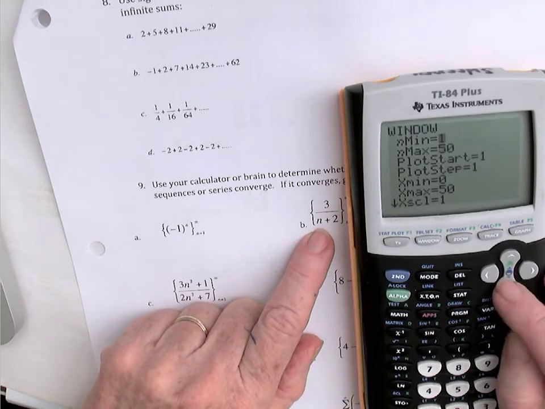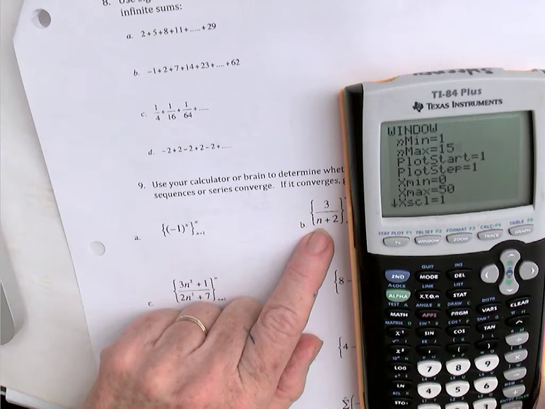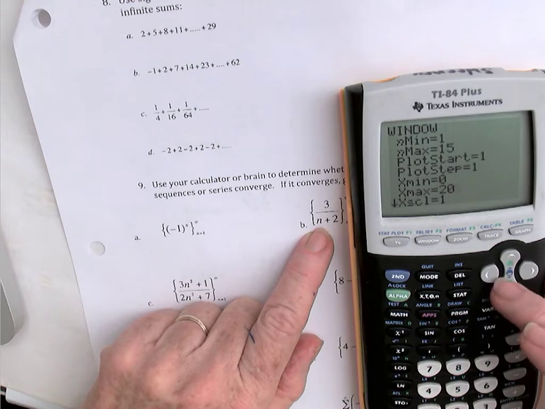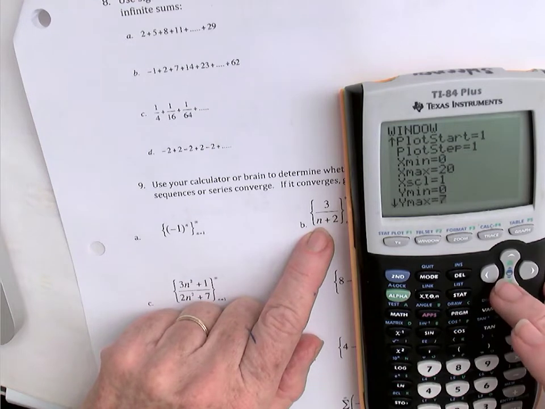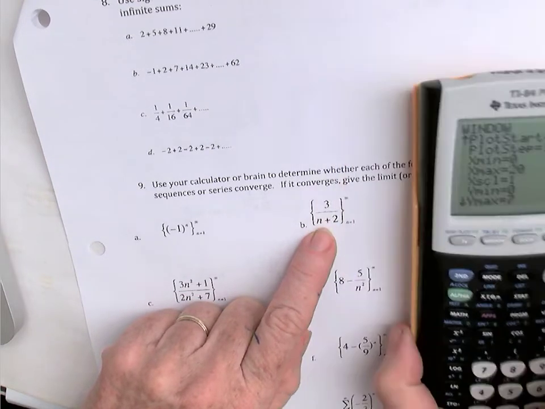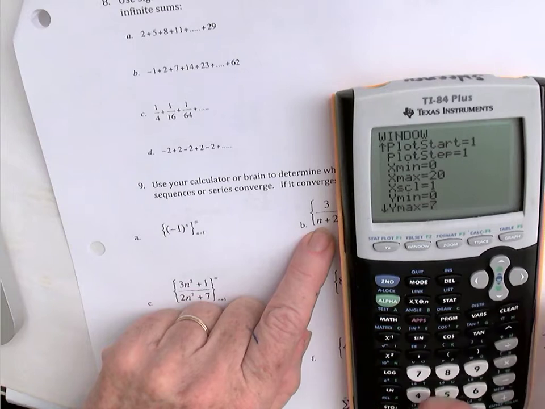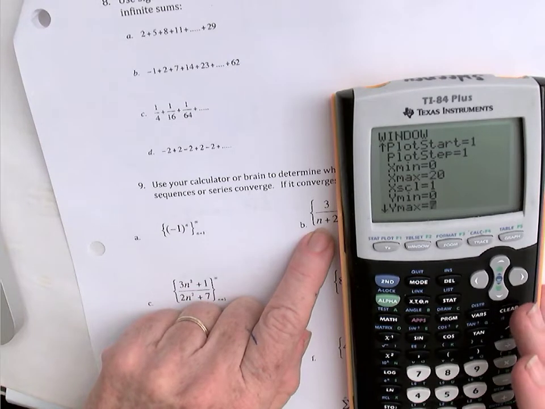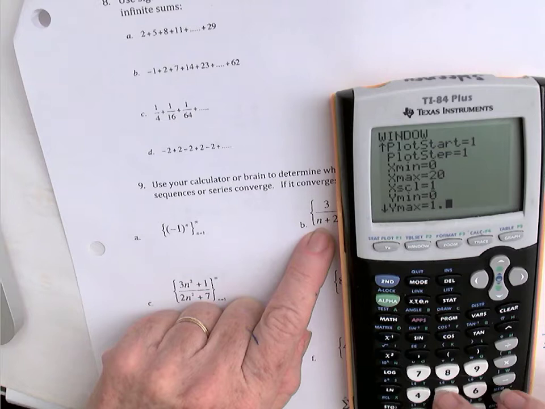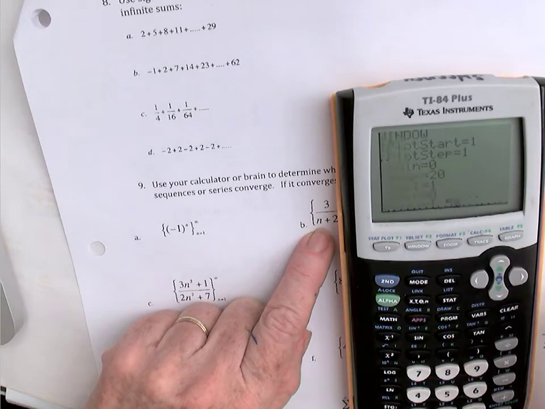Let's suppose, I don't know, maybe I'll arbitrarily look at 15 different entries. So x max maybe will go to 20. And I'm assuming that this is going to converge to 0. So I'm going to stay with y max is 1.5 and look at the graph of this.